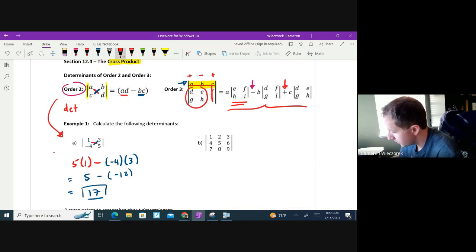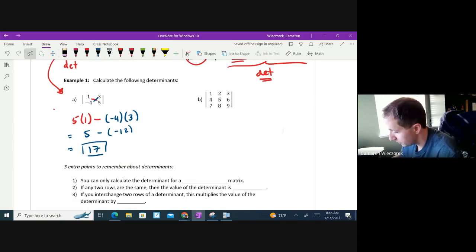Computing all this is going to end up giving me the determinant for that 3x3 matrix. So let's try that with example B down here. We have the matrix 1, 2, 3, 4, 5, 6, 7, 8, 9. And so I'm going to just use the top row. I'm going to fix that row.